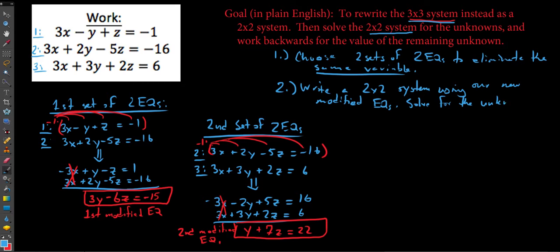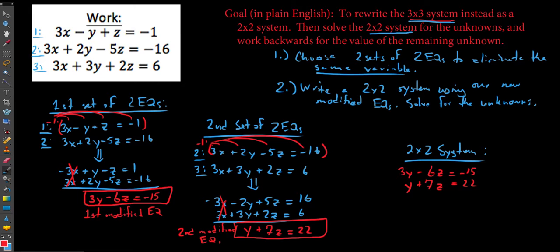Now at this point we can set up our 2x2 system. I'm going to write 2x2 system, and I would recommend that you do the same thing if it's necessary. We're going to put in these two red equations, so let me keep them color consistent. Red equation number 1 was this, and our other modified equation number 2 is 1y plus 7z equals 22.